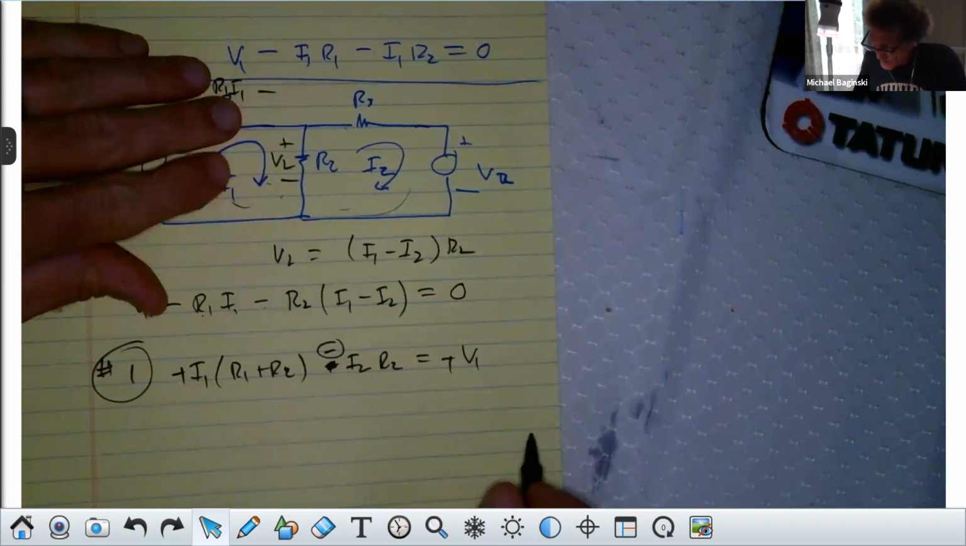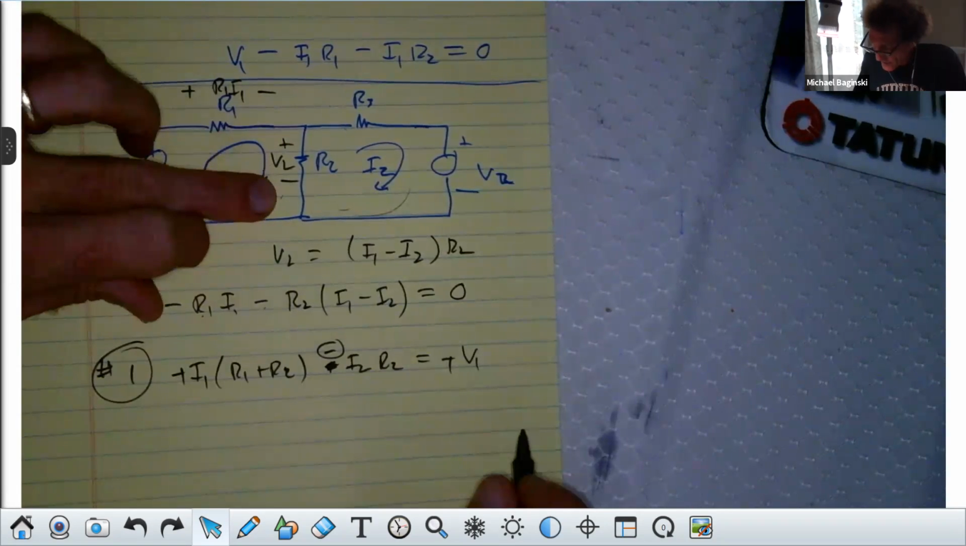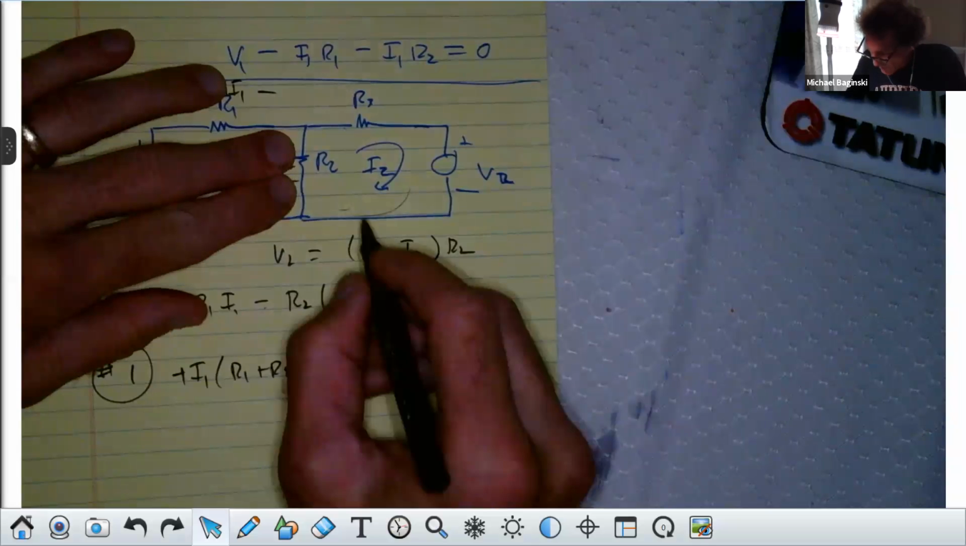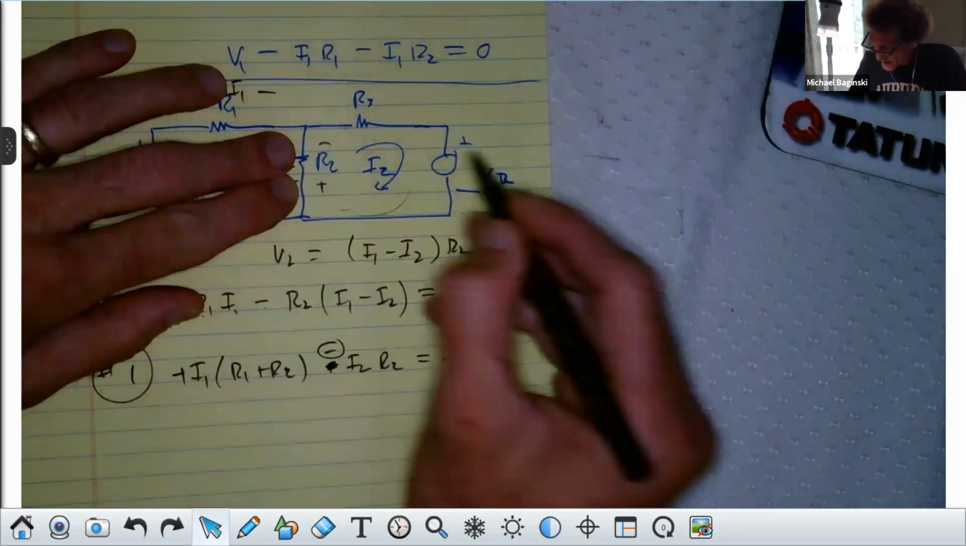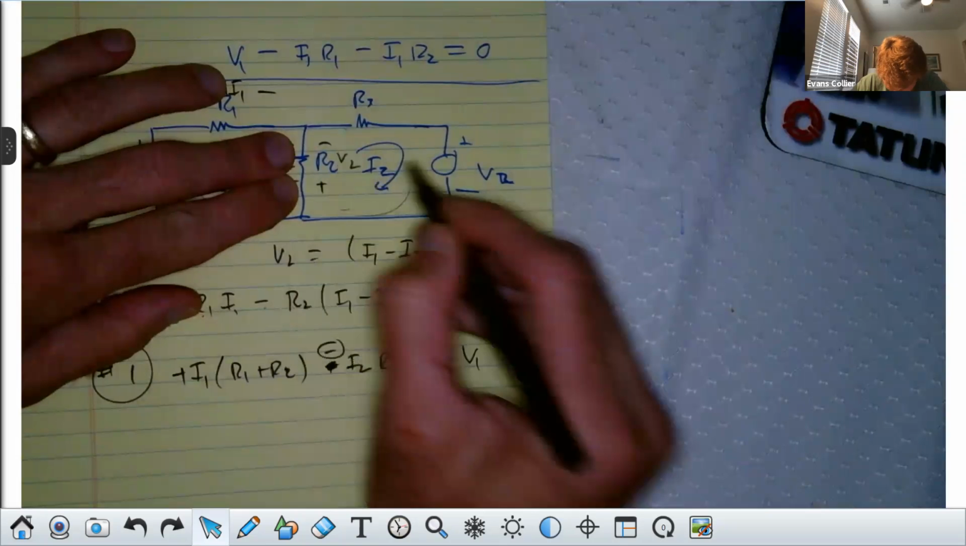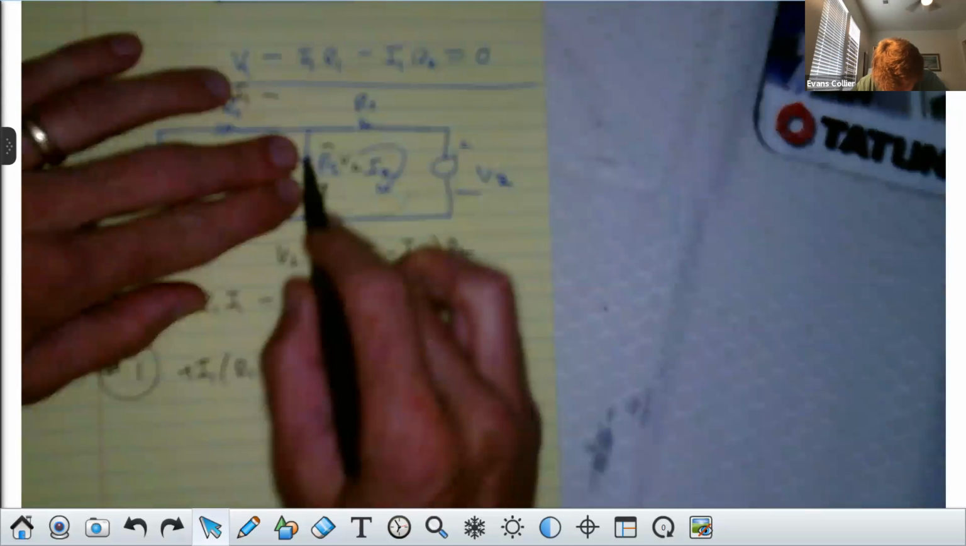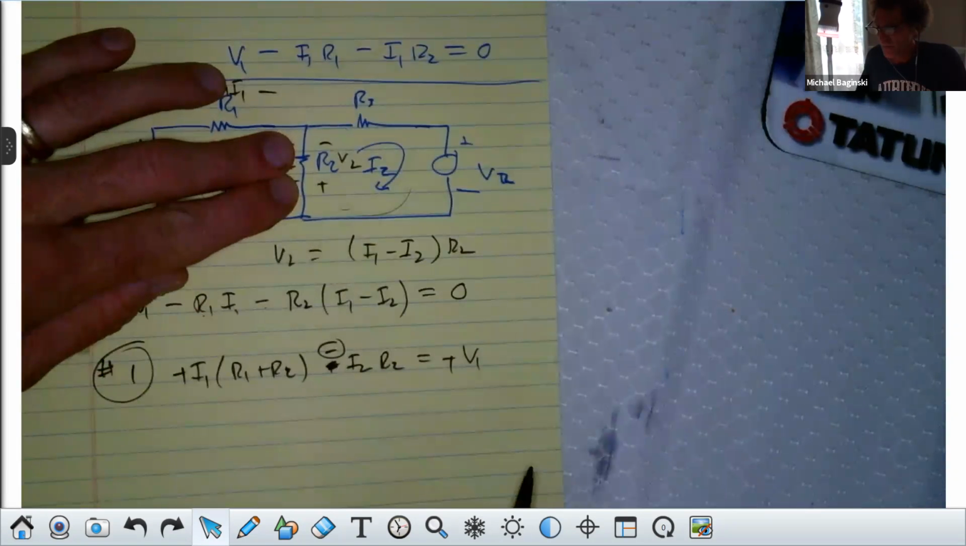I ignore this polarization on V2 here. I'm going to say I want the voltage plus to minus this way. Call it V2, right? Because now I'm in this subloop. You'll appreciate this in one second. You with me?